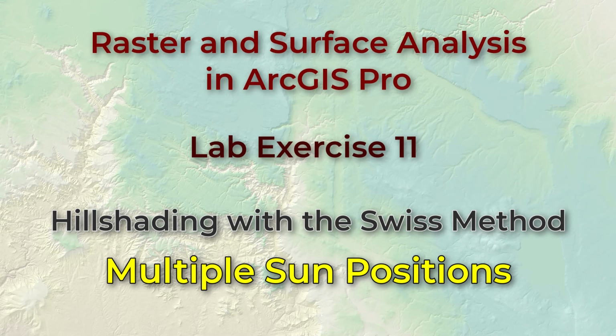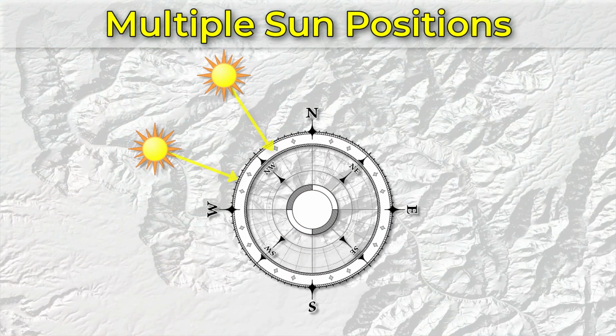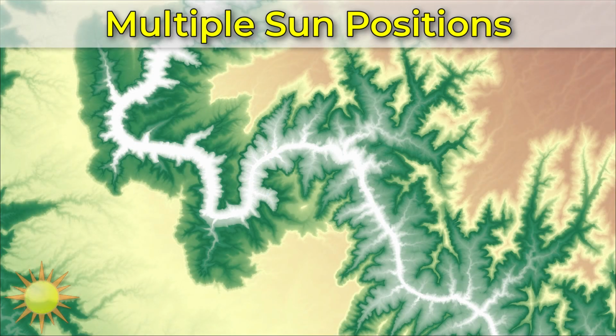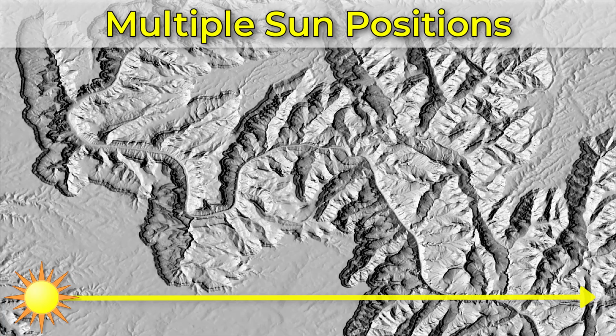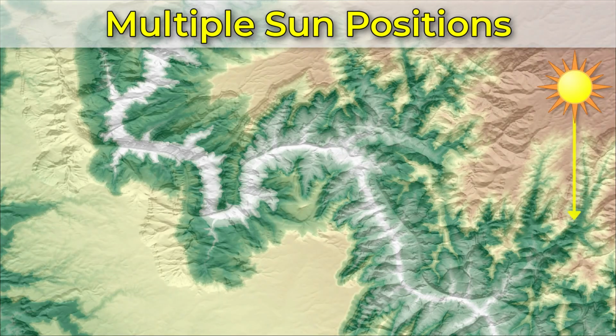And here we're going to look at how to construct a hillshade using multiple sun positions. This is another one of those Swiss method modifications to hillshades. It makes them more visually interesting, and this one can also help bring out topographic details that get lost or washed out in a simple hillshade. Now, the basic strategy is to simply generate multiple hillshades using the normal hillshade tool and then add them together.